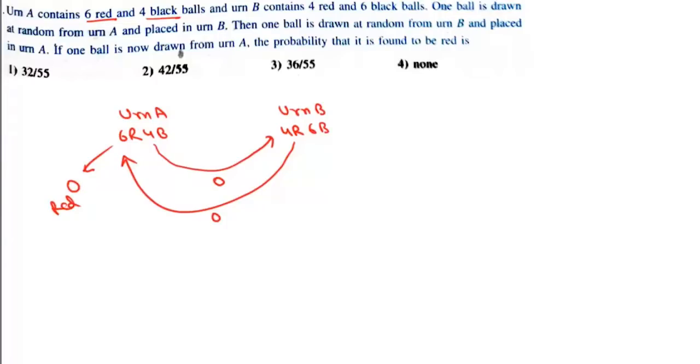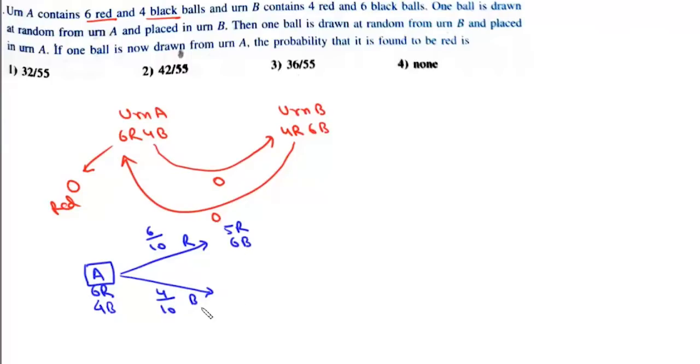Now we'll start with this urn A, and in urn A we have 6 red and 4 black balls. Now one ball is transferred to urn B. Now this one transferred ball could be either red or black. The probability that it is red is 6 by 10, and it is black with probability 4 by 10. Now if it is red, in urn B we have 5 red and 6 black, and if it is black, we now have 4 red and 7 black in B. So this is the position of B after the first transfer.